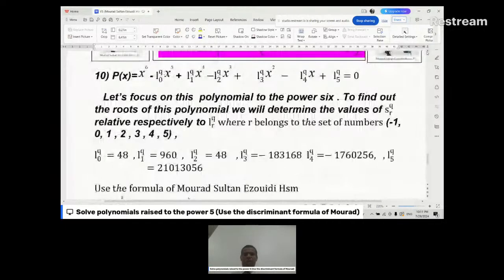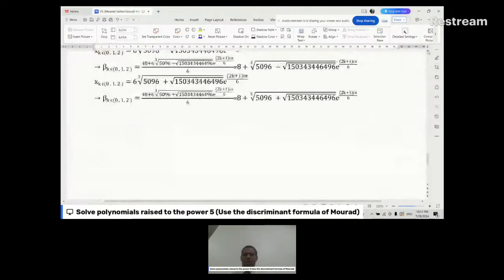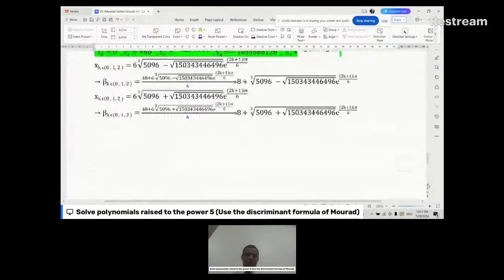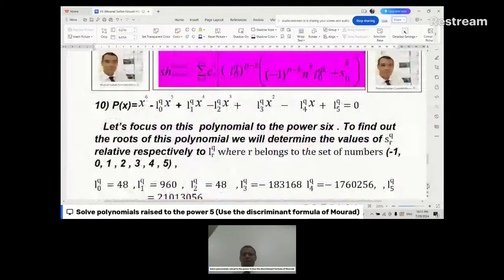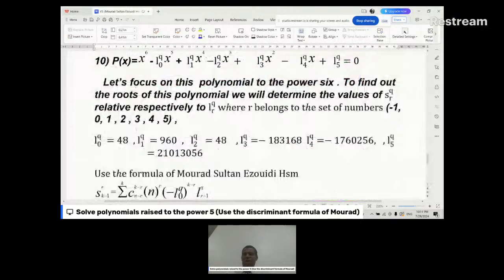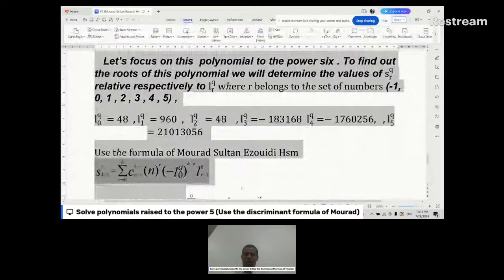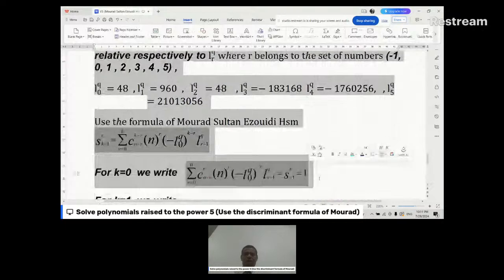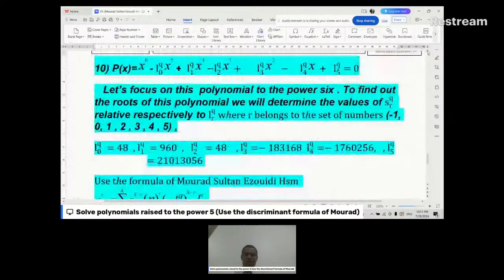Now, you see the first polynomial that you started with, its highest power is 5. Now, I'm going to use the same polynomial to the power 5 and extend it. So these are, learners, the polynomial equation with highest power 6.